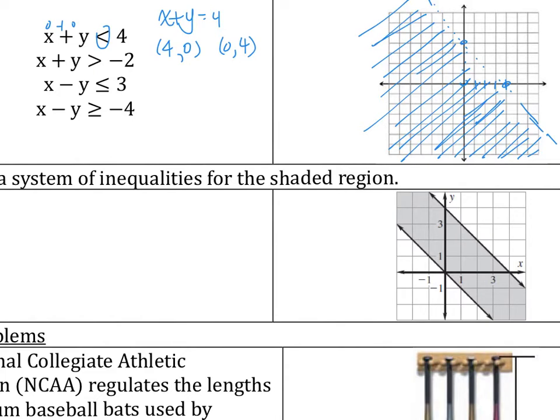Okay, and then let's look at the second one, x plus y equal to negative 2. When x is 0, y is negative 2. When y is 0, x is negative 2. So let's see. 0, negative 2 is here, and then negative 2, 0 is here. Okay, and then this is also a greater than sign, so we need a dashed line.